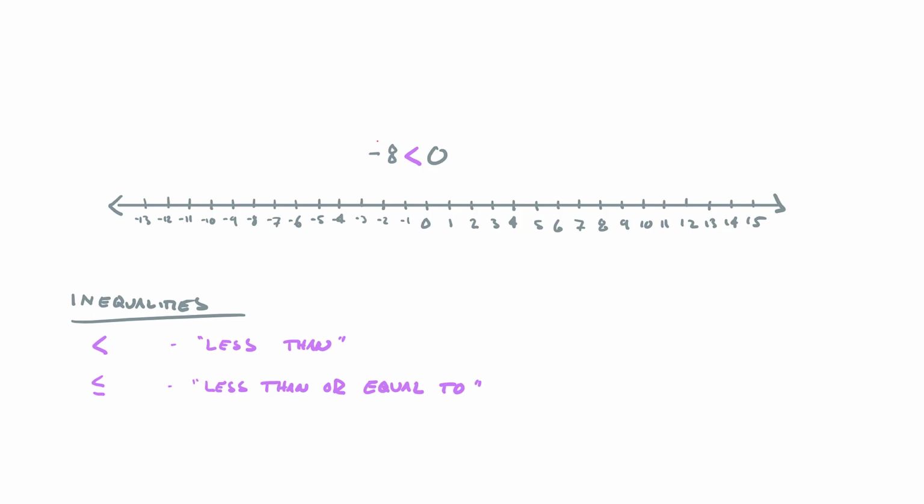Okay, so we've got the inequality, -8 less than 0, and that is because -8 shows up further to the left than 0. But we can flip this inequality around, and I used -8 on purpose, because if you literally take this, you have to picture it in your head, and you rotate it 180 degrees, you get this, right? 0 is greater than -8.